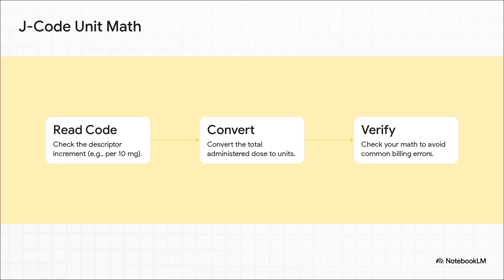Now those J codes actually require a little bit of math, and you will for sure be tested on this. Step 1. Read the code descriptor's increment incredibly carefully. Does it say per 1 milligram or per 10 milligrams? Step 2. Convert the total administered dose into units based on that specific increment. And Step 3. Verify your math. If a patient gets 150 milligrams of a drug and the code says per 10 milligrams, you're billing 15 units.